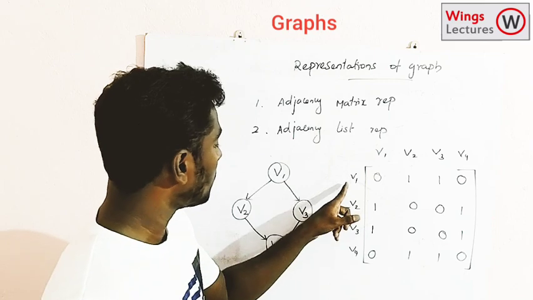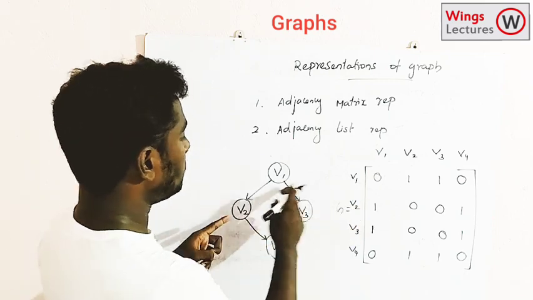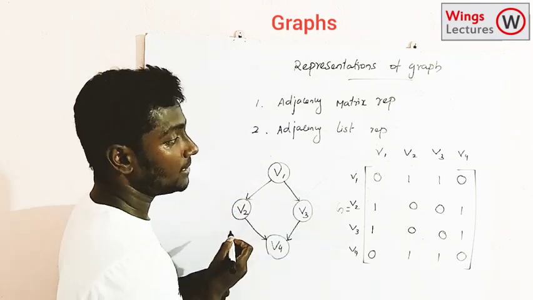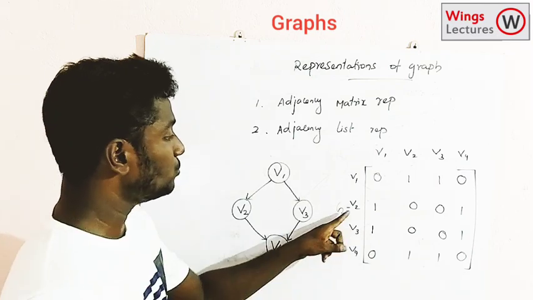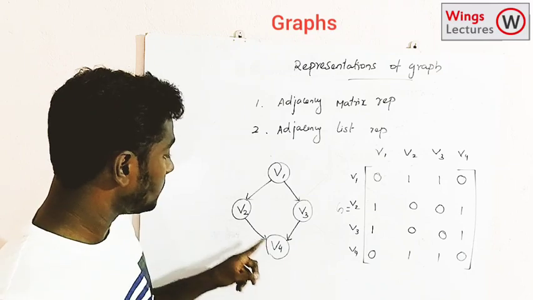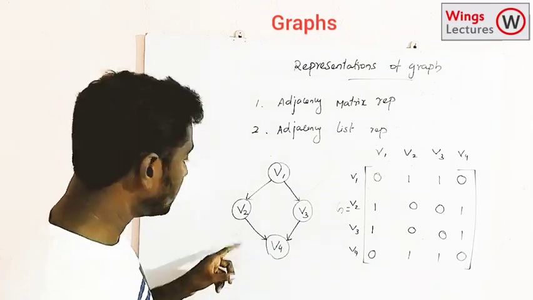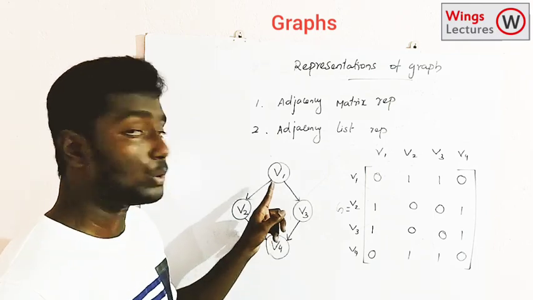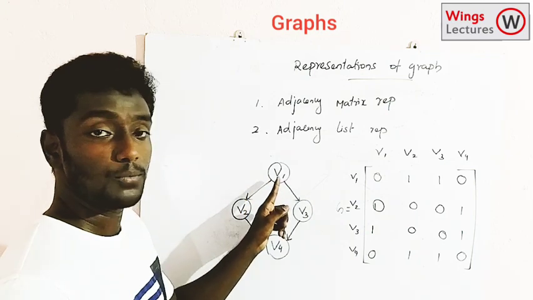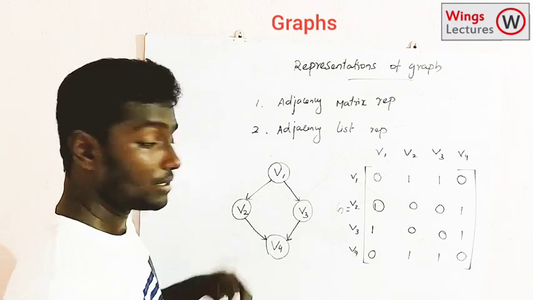see, from V1, it's quite similar, right? From V1 we are having two outgoing connections, which are V1 to V2 and V1 to V3, and from V2 we have only one outgoing connection, only to V4, not to V1, so there is no connection from V2 to V1, right? From the point of V2, right?